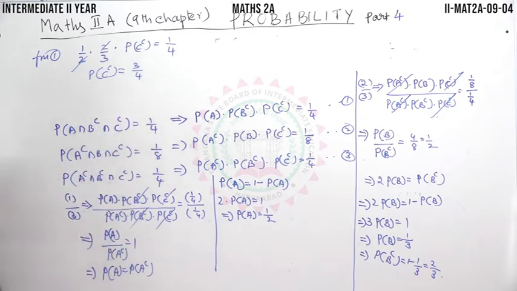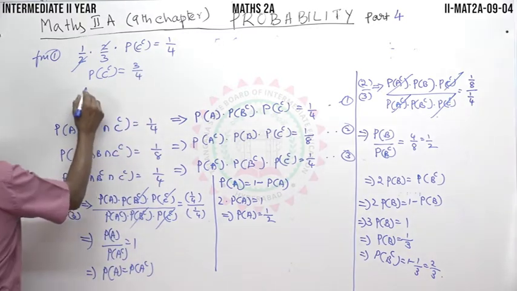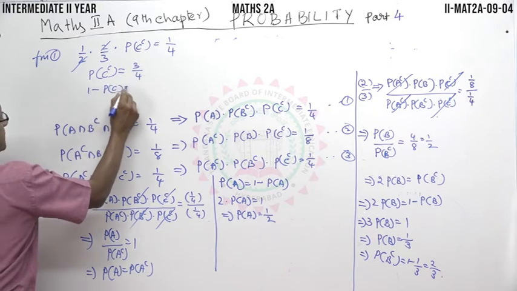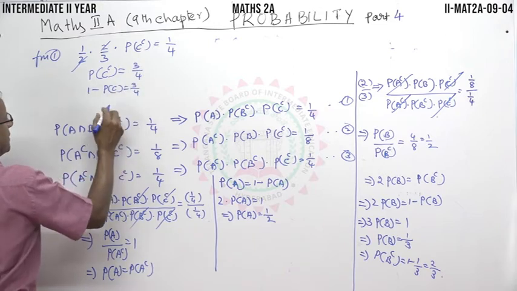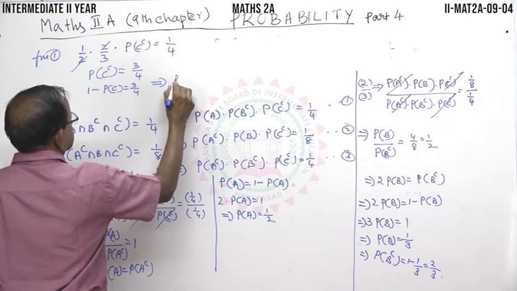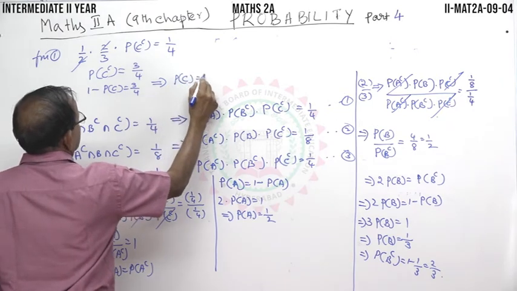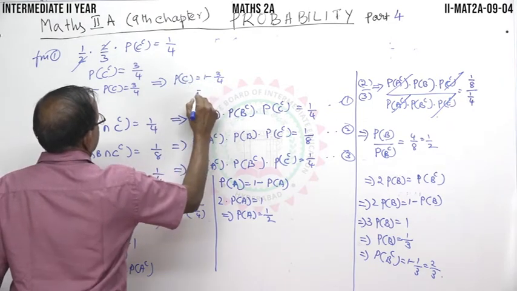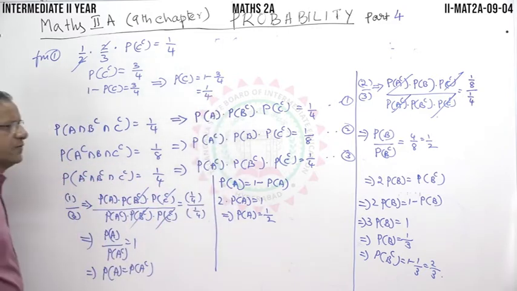But P of C complement means 1 minus P of C is 3 by 4. This implies P of C is equal to 1 minus 3 by 4 equal to 1 by 4. So those are the values of P of A, P of B and P of C.